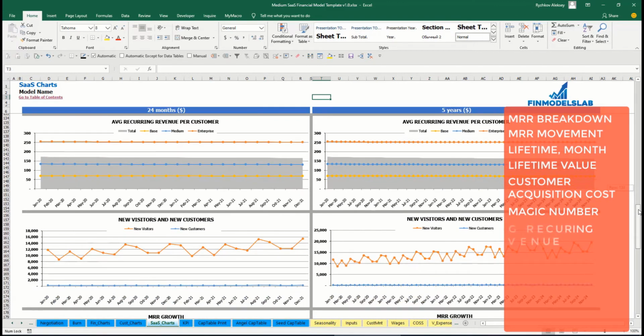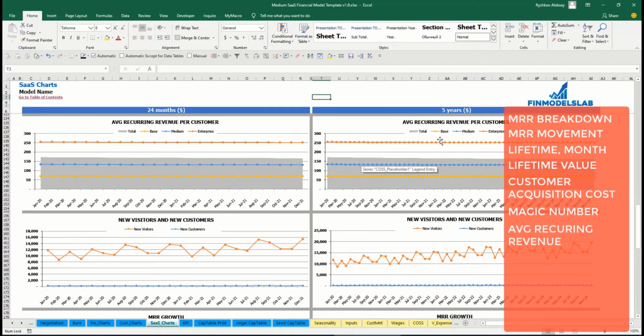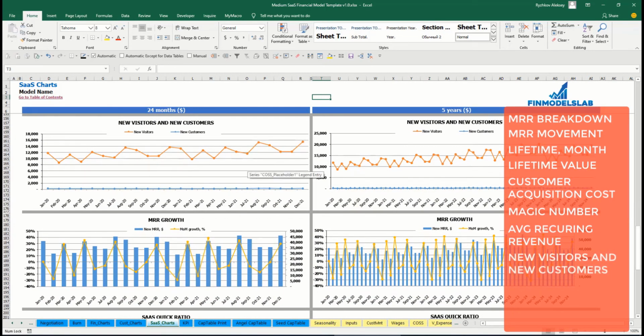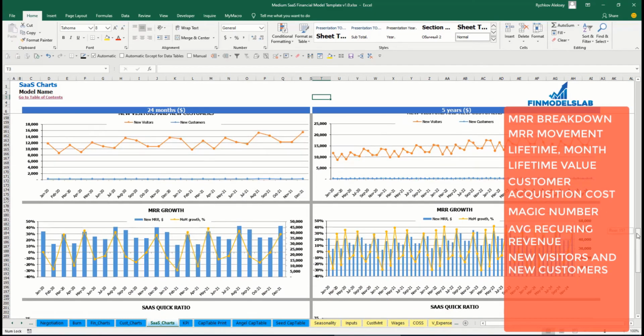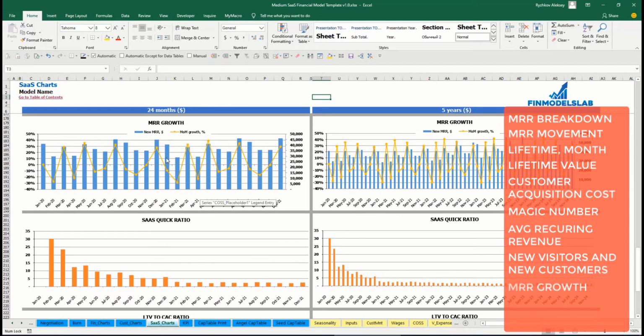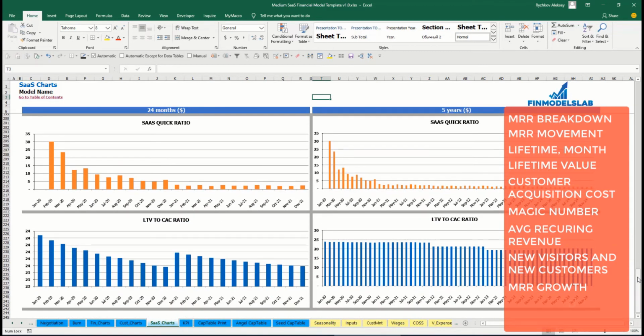The magic number shows you the efficiency of using marketing expenses in terms of the acquisition of new booking. Average recurring revenue per customer is total and broken down by offerings. New visitors and new customers. It shows you the efficiency of your SaaS funnel conversion rates. The MRR growth, which shows you the new MRR in dollars and month-over-month growth of MRR. The SaaS quick ratio, which shows you the ratio between new MRR divided by churned MRR.